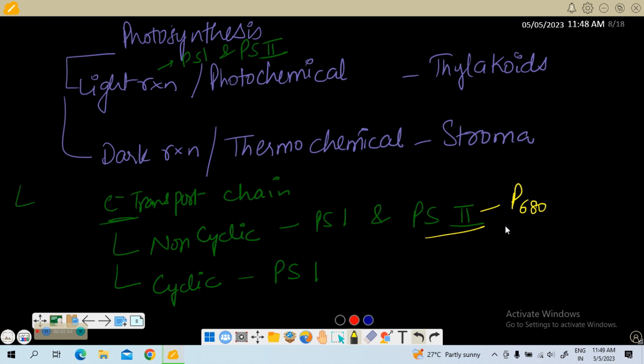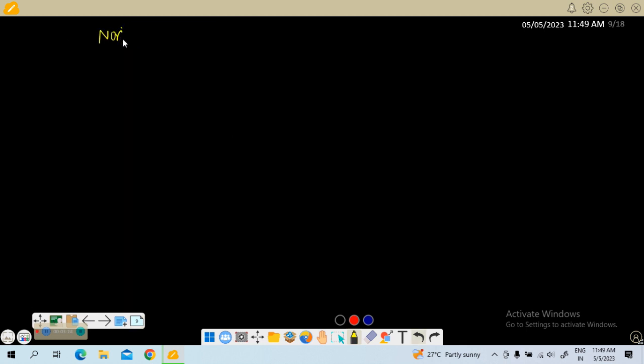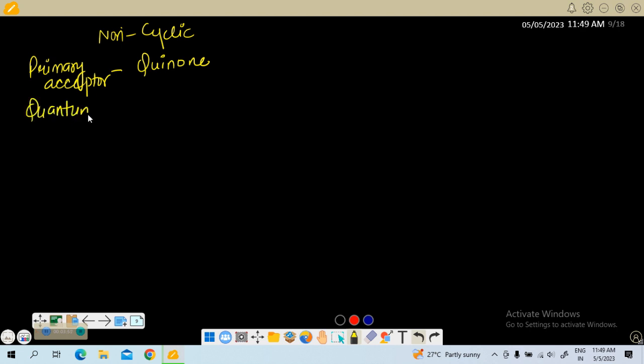So the electron, this is the complete cycle of non-cyclic photosynthesis. Here the electron is accepted by Qnon. Qnon is the primary acceptor. So in non-cyclic, the primary acceptor is Qnon, and the reaction center comes to ground state by getting an electron from photooxidation of water. So the overall process involves conversion of light energy into chemical form, that is called quantum conversion.